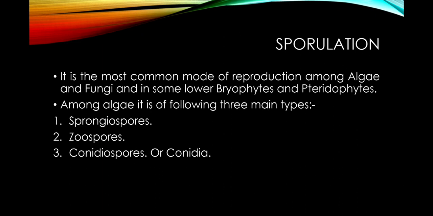Sporulation is the most common mode of reproduction among algae and fungi, and in some lower bryophytes and pteridophytes also. This is most commonly seen among the lower plants. Lower plants means algae, bryophytes and pteridophytes. You know, these are the cryptogams, that is non-flowering plants, in which no well-defined sexual organ is present for sexual reproduction, and it is also seen among fungi.